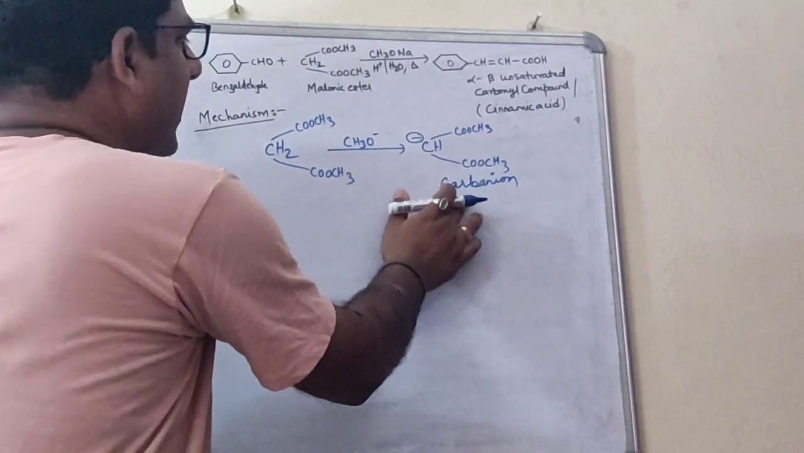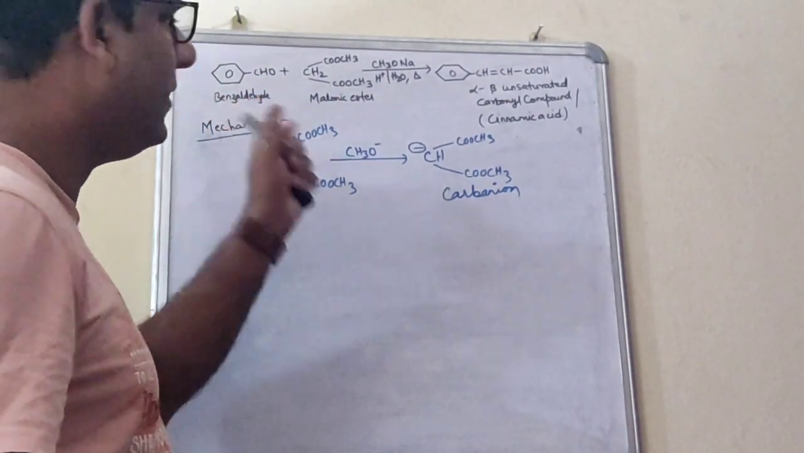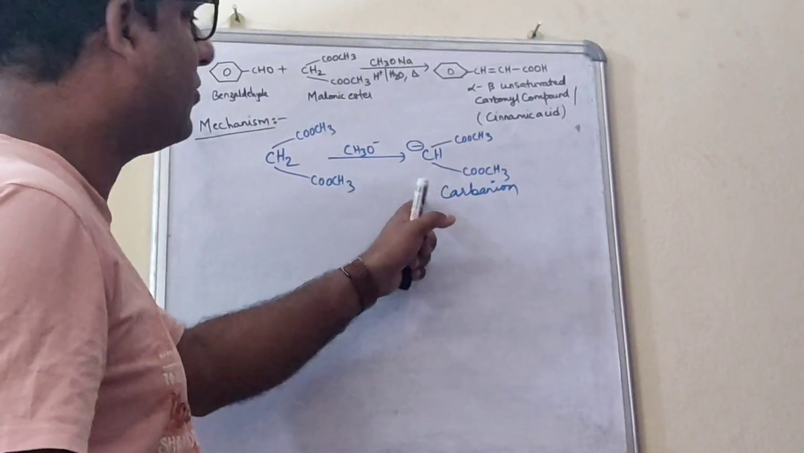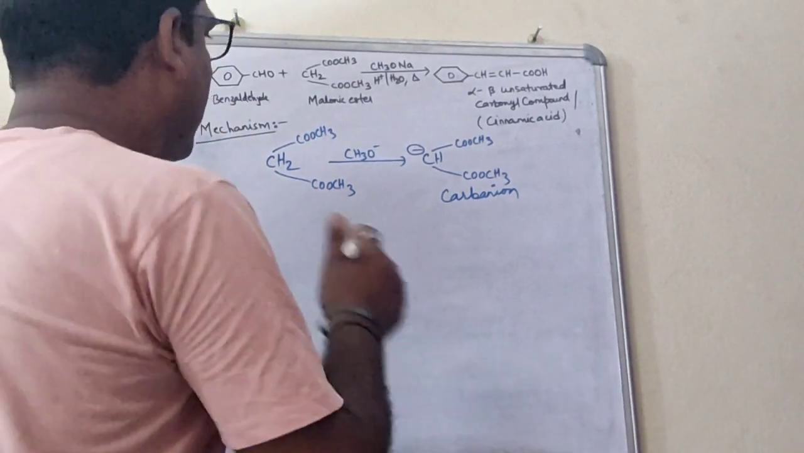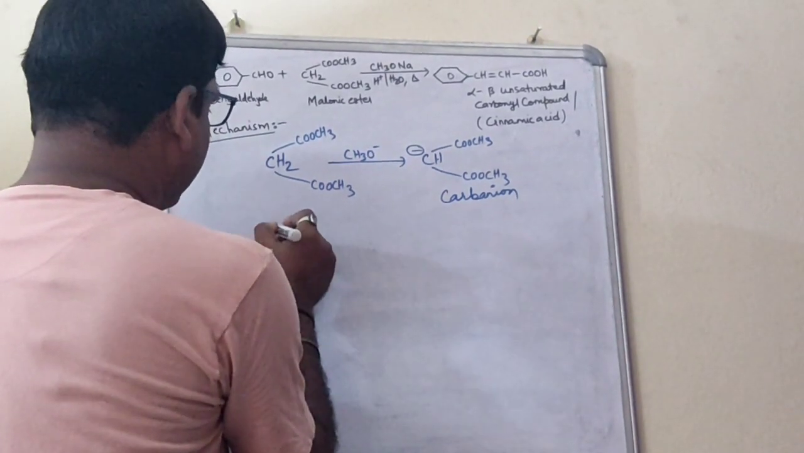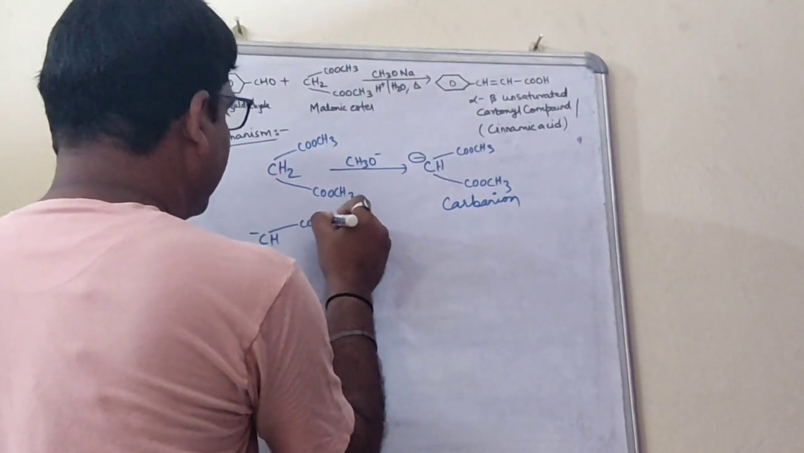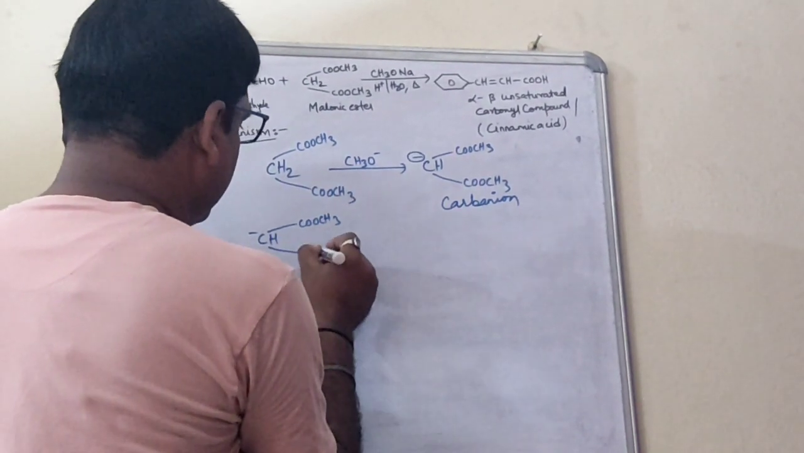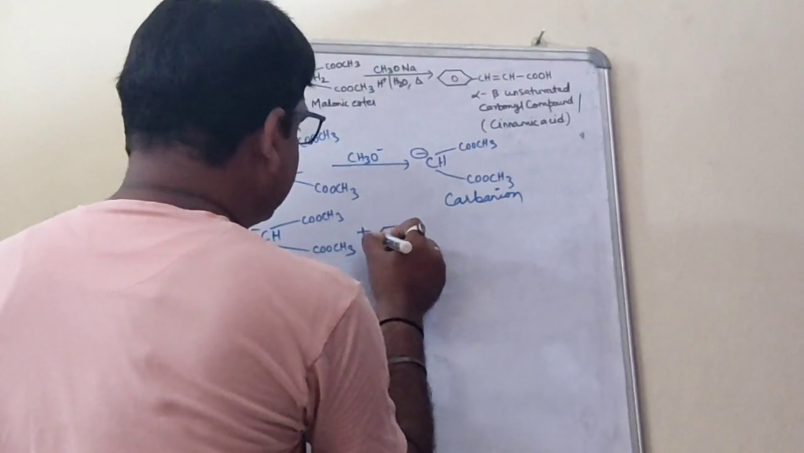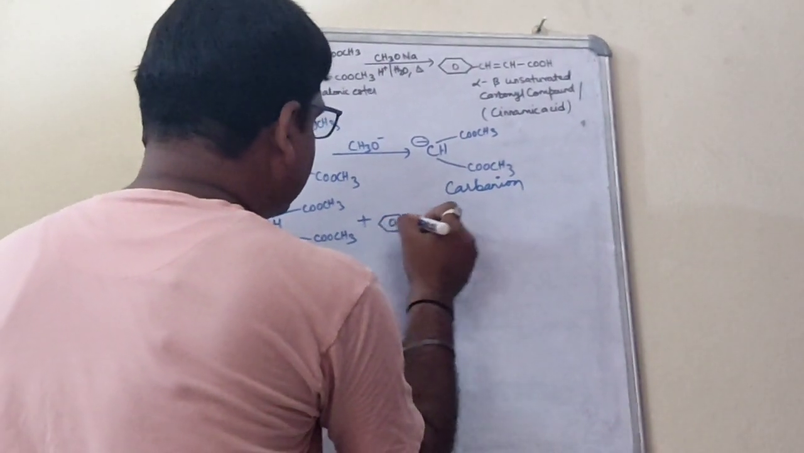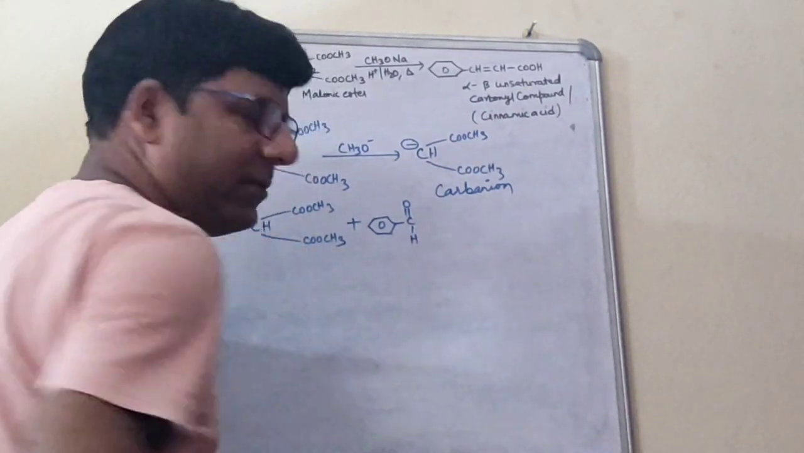This carbanion will react with benzaldehyde. We have one molecule of benzaldehyde. So this carbanion, or you can say the enolate ion, will react with this benzaldehyde. How will it react? It will react like this: the negative charge on CH with COOCH3 and COOCH3, plus benzaldehyde, which you have to draw: C double bond O, here you can write hydrogen, right?